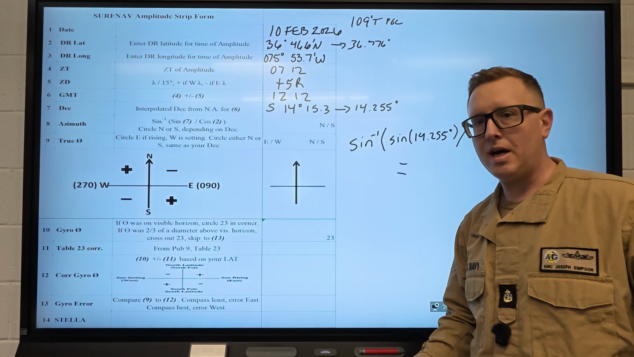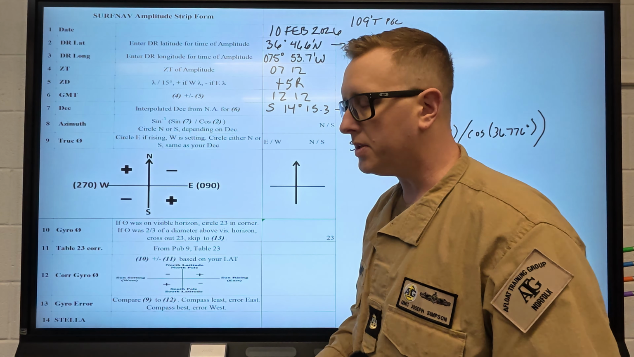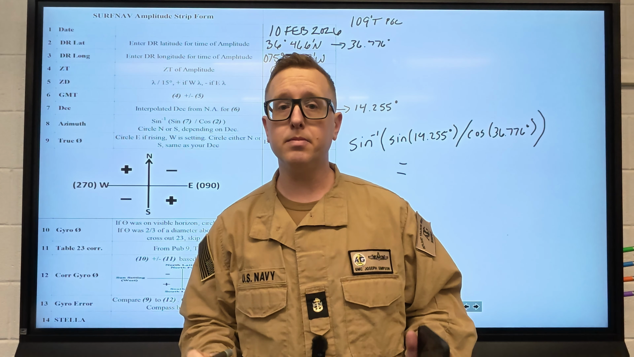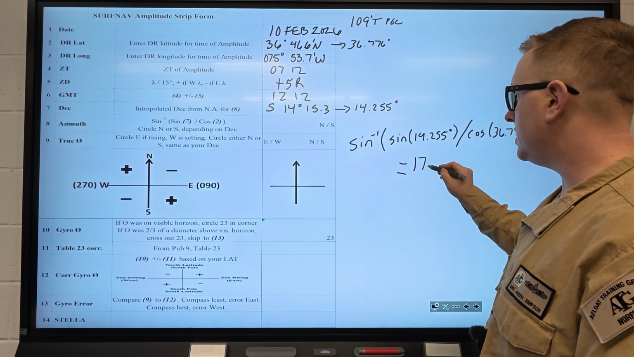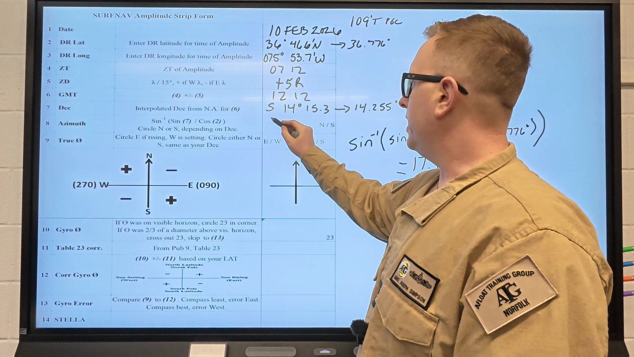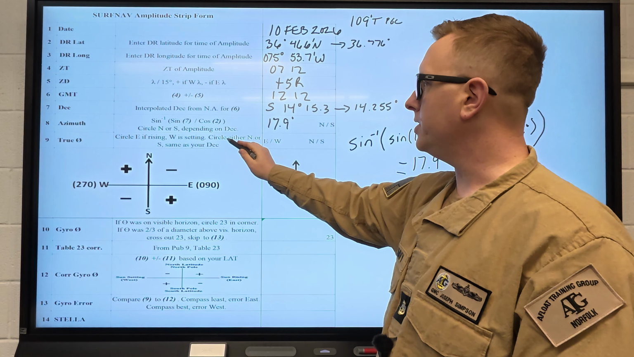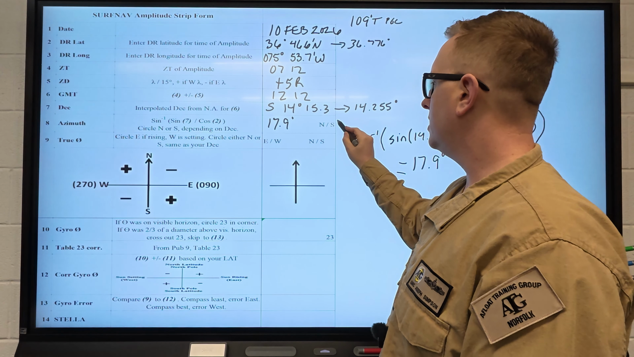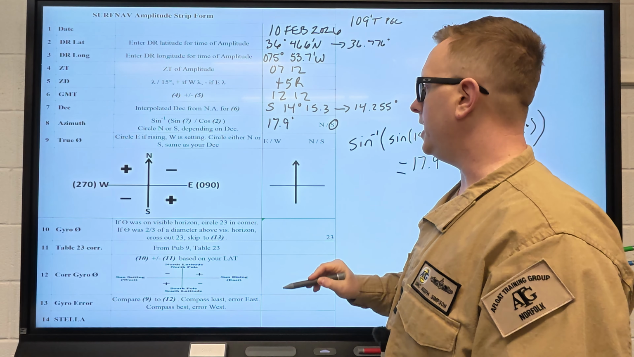Now, if you're some type of math whiz, and you know sines, cosines, tangents, and all that, I don't. I need the calculator. You have your phone, which is handy, especially if you're trying to do these practice problems at home. But for this answer, we end up getting 17.9 degrees. I'm going to go ahead and write 17.9 degrees right here. And right here it says circle N or S, depending on your declination. Our declination is south, so I'm circling S.